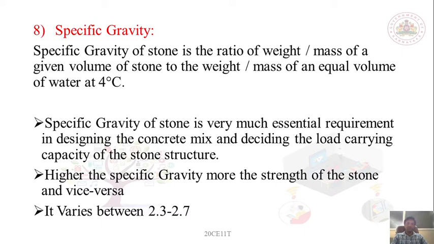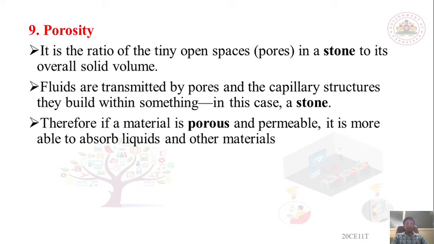The specific gravity of the stone is found out by using a dipping bucket type. The stone is immersed over a period of time and then tested. We will study that in the material testing lab, as I already told you. The next important parameter is porosity. Porosity is the ratio of tiny open spaces, tiny open pores present in the stone, to its overall solid volume. Tiny open spaces present in the entire body of the stone divided by the total volume of the stone is said to be porosity.